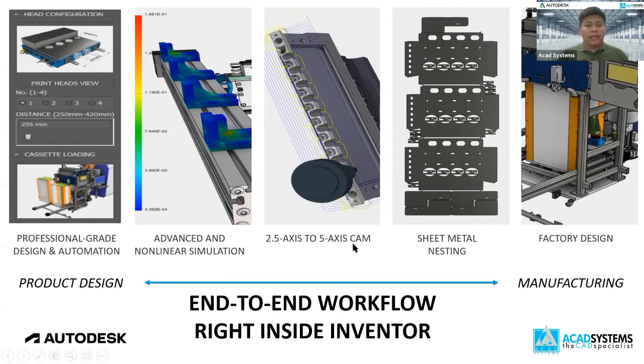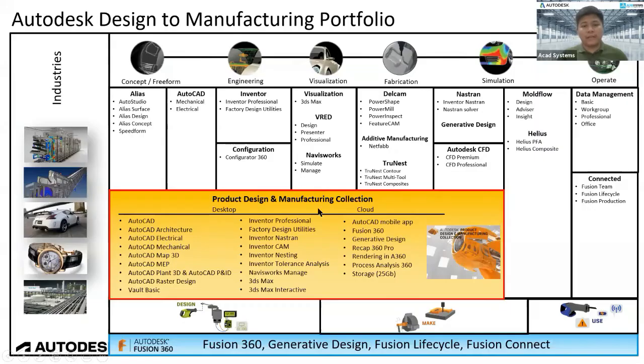This is the list of software you get when you purchase the Product Design & Manufacturing Collection. You will get AutoCAD, the most common one, Inventor, including Nastran and CAM. After you're done, you can also integrate your drawing in Navisworks Manage, where you are able to view your drawing with a low file size. That is the benefit of this bundle. So let's start with our topic.